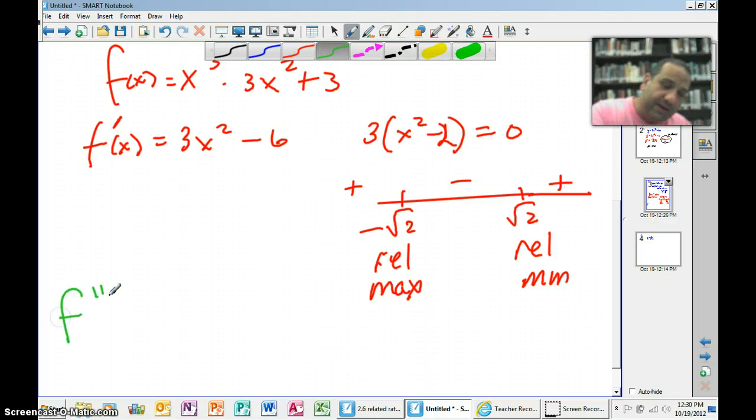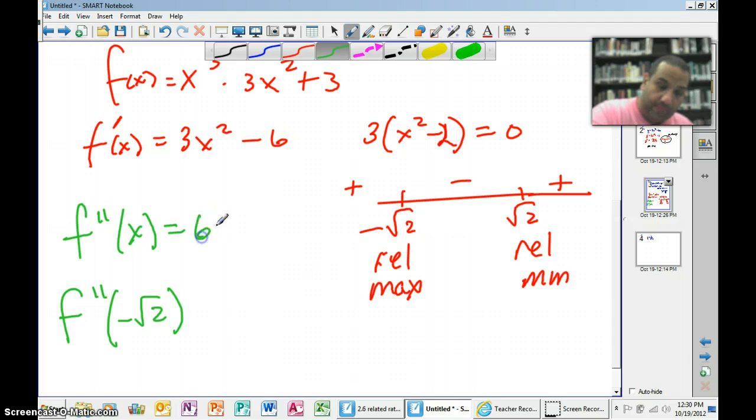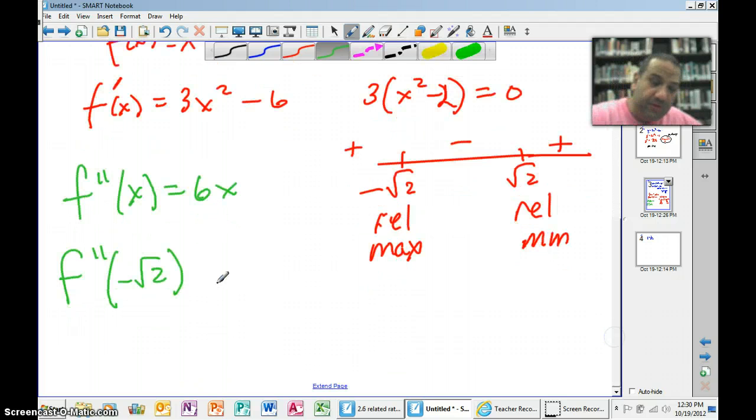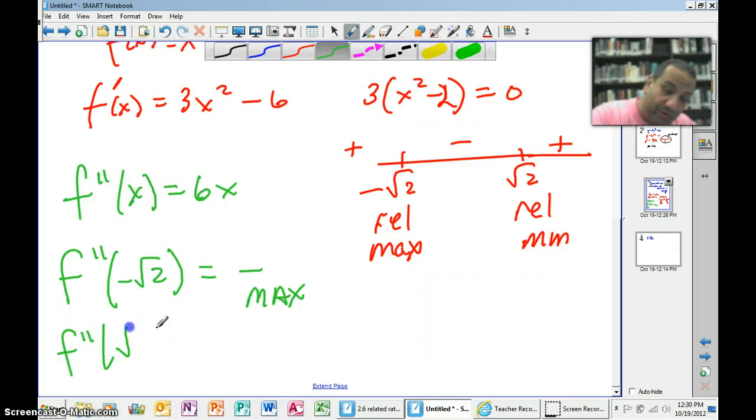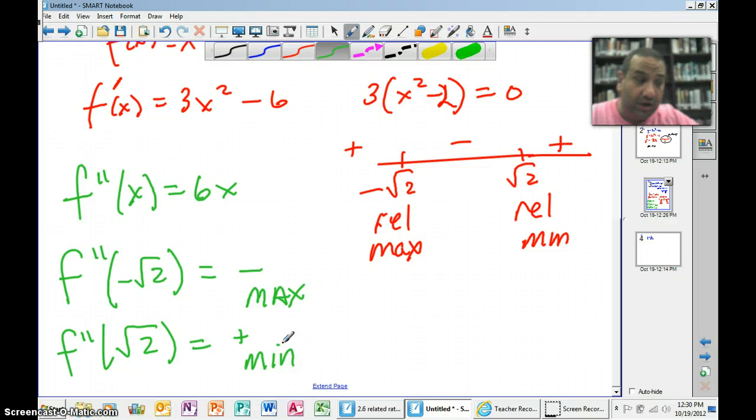If you go into the second derivative and use these points, so if I plug this in to the second derivative, it's going to be 6x. If I put that in and I get something that's negative, that automatically means it's a relative max. And if I put in the other one and I get something positive, that means it's a min. So I can use the second derivative test to see if it's a max or min without using that.